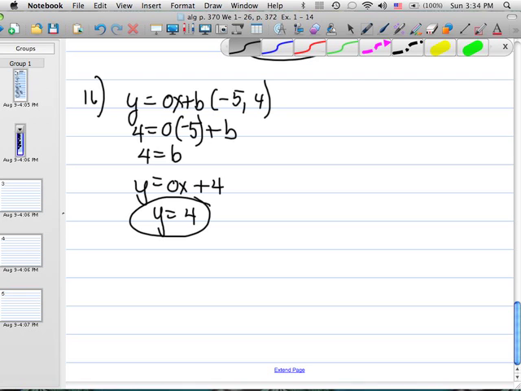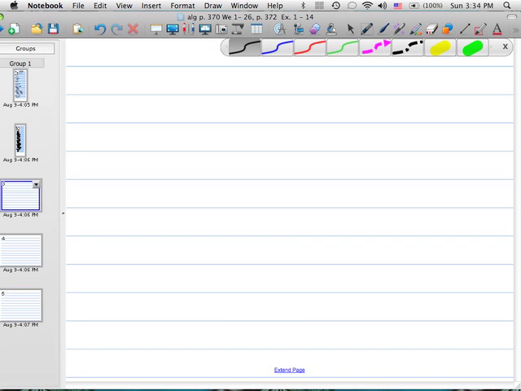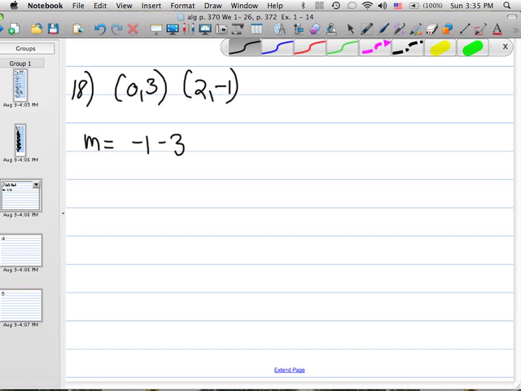The next set of problems, we're going to be given the 2 points on the line, and we have to find the slope, and then we have to figure out the intercept. So problem number 18, our 2 points are 0, 3, and 2, negative 1. First, find the slope. Use your slope formula. Negative 1 minus 3, change in y, over the change in x, 2 minus 0. So that gives us negative 4 over 2, which is negative 2.